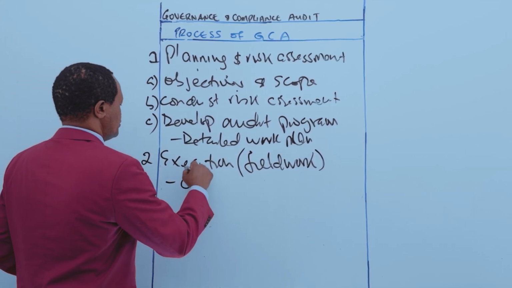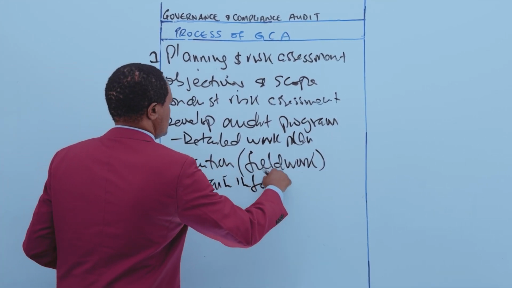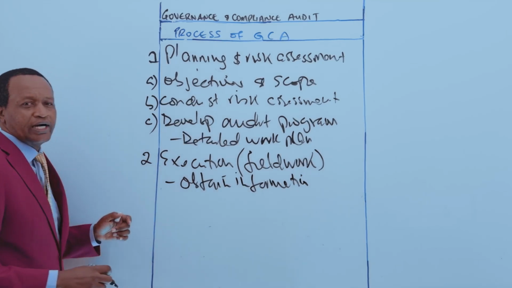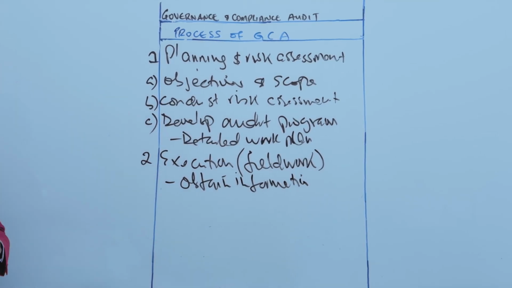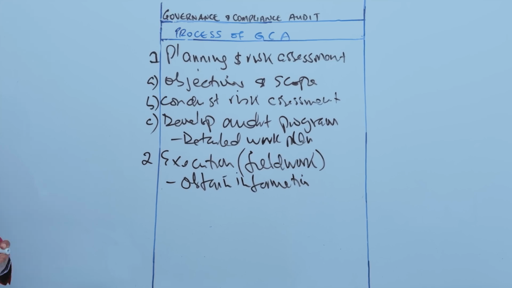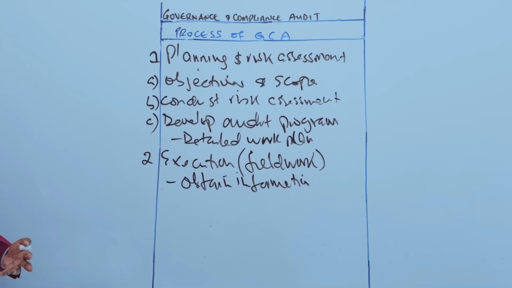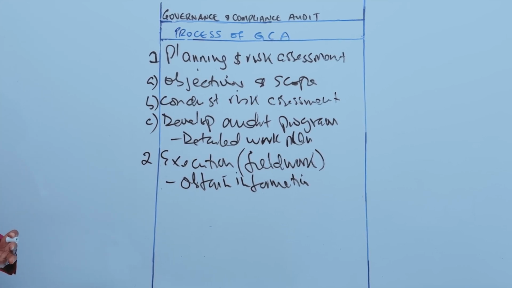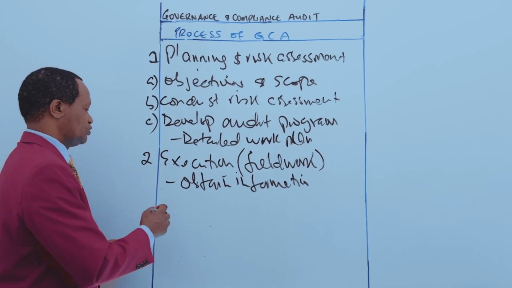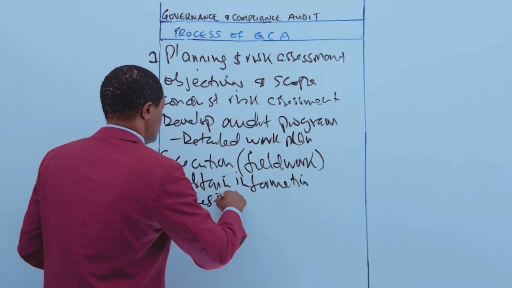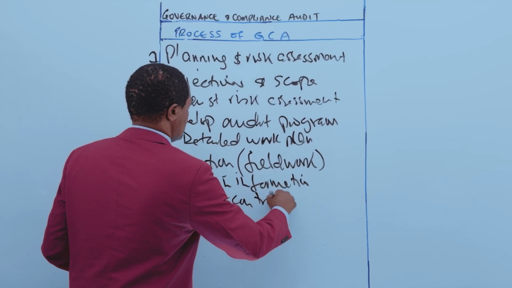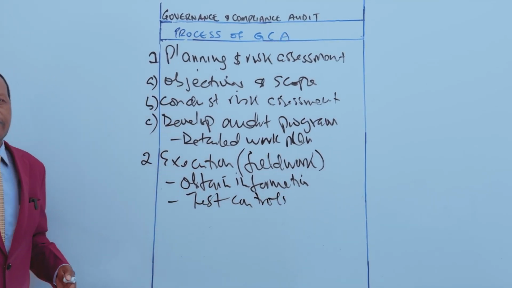Here you obtain information. You carry out the actual work. You gather background information, including organizational charts, process flows, and previous audit reports, and that involves document reviews. You review the documents, you carry out initial walkthroughs of the process with management, and so on. You may also test controls.